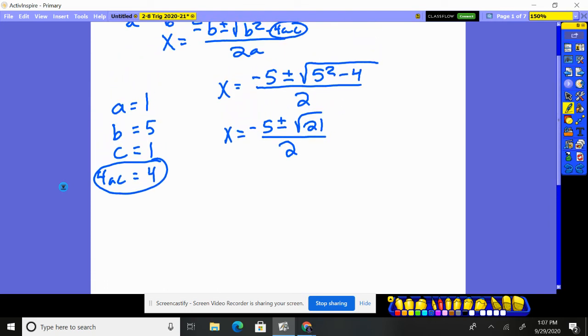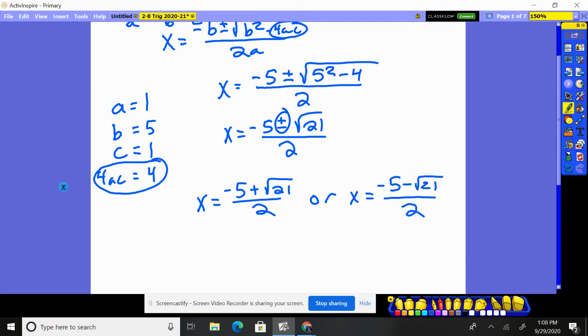We now need to separate that plus minus. So we want x equals the opposite of 5 plus the square root of 21 over 2, or the other option, negative 5 minus the square root of 21 over 2. So I go ahead and separate that plus minus, break it apart into its 2 pieces, and then we use a calculator and get our answer.